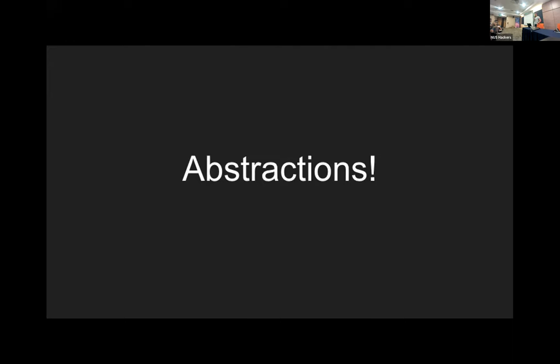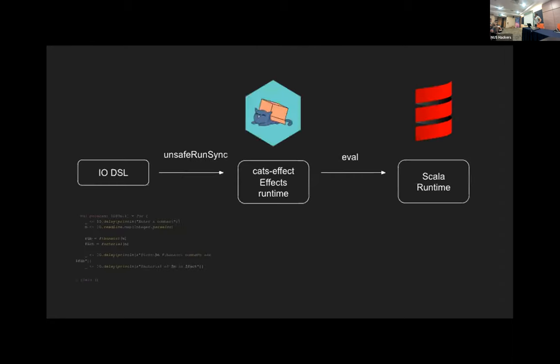I think it would be easier if I had this diagram to explain to you guys. What's happening when I run unsafeRunSync is that I take the IO DSL, which is that code right there that you saw in the previous slides, and pass it off to an effects runtime. You can think of this effects runtime like an interpreter: it interprets the code and then sends it off to the Scala runtime.